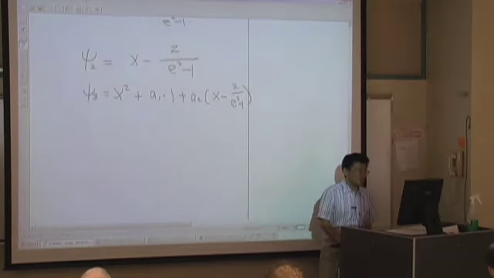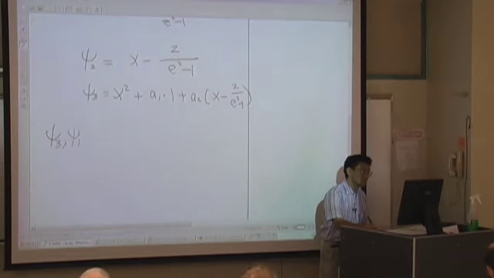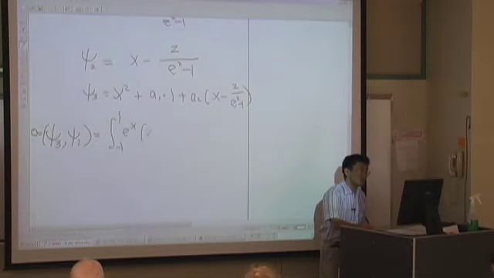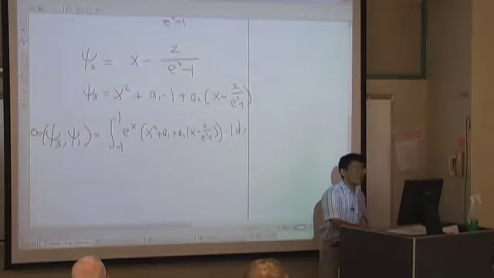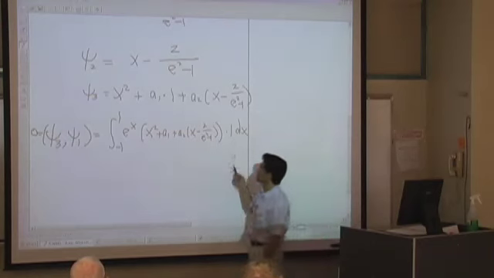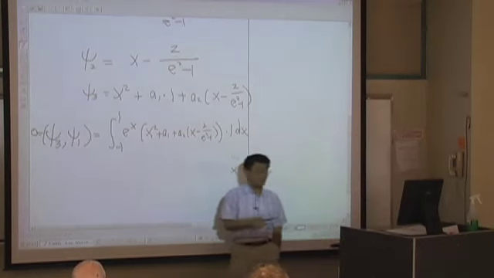So let's do the integral then. Psi 3 inner product psi 1 should be 0. This gives us the integral from -1 to 1 of e to the x multiplied by psi 3, x squared plus a1 plus a2 x minus 2 over e squared minus 1, multiplied by 1 dx, right? The next one will have x, right? There are two cases. I will write this case and then imitate this case.